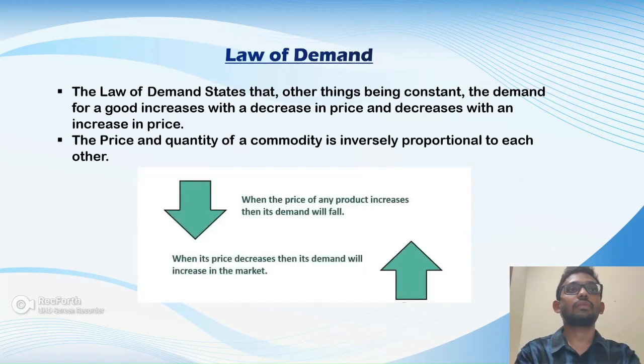Law of demand. The law of demand states that, other things being constant, the demand for a good increases with a decrease in price and decreases with an increase in price. The price and quantity of a commodity are inversely proportional to each other. When the price of any product increases, then its demand might fall. When its price decreases, the demand will increase in the market.